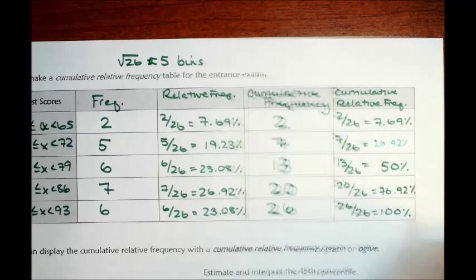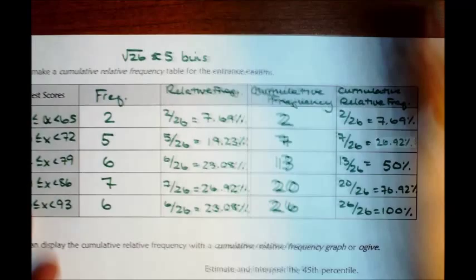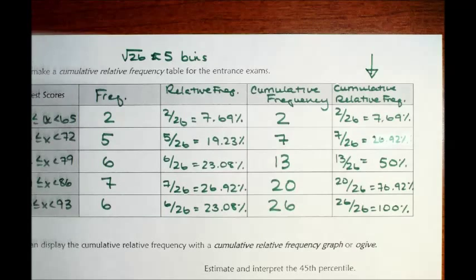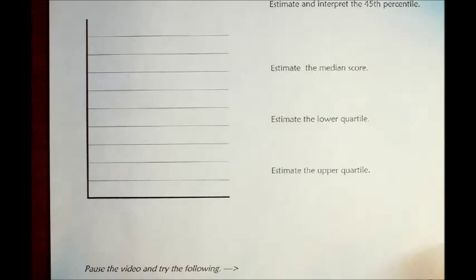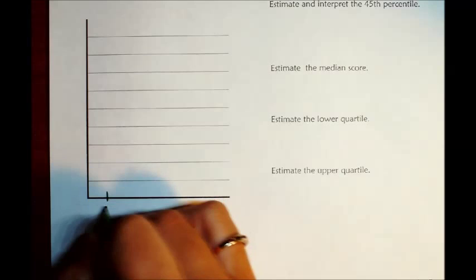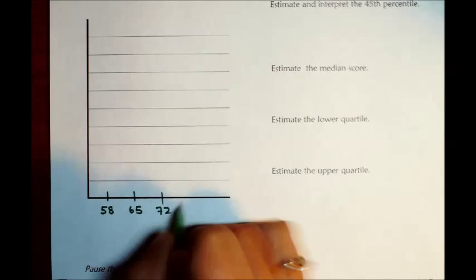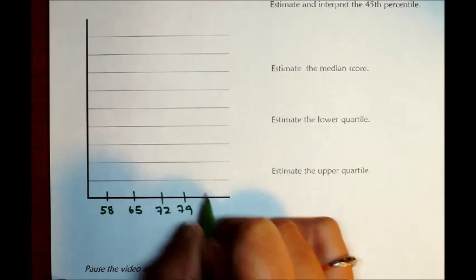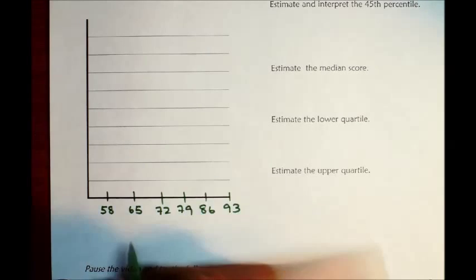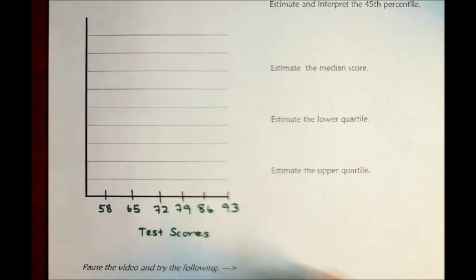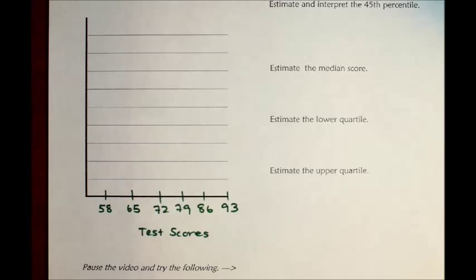We're going to use this data to make a new graph called a cumulative relative frequency graph, or an ogive. So here's our axes. We're going to set them up on our x-axis just like we did the intervals. So we're going to have an interval from 58 to 93. And these are the test scores. On the y-axis, we're going to have our relative frequency, cumulative relative frequency.